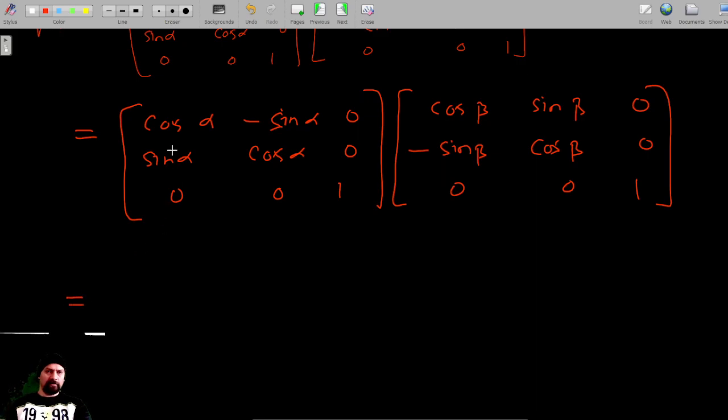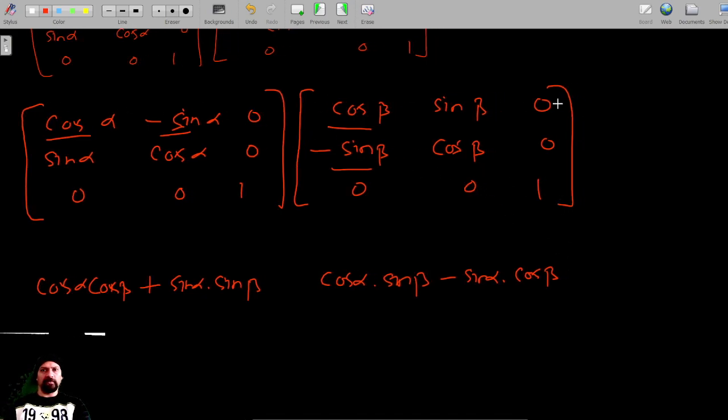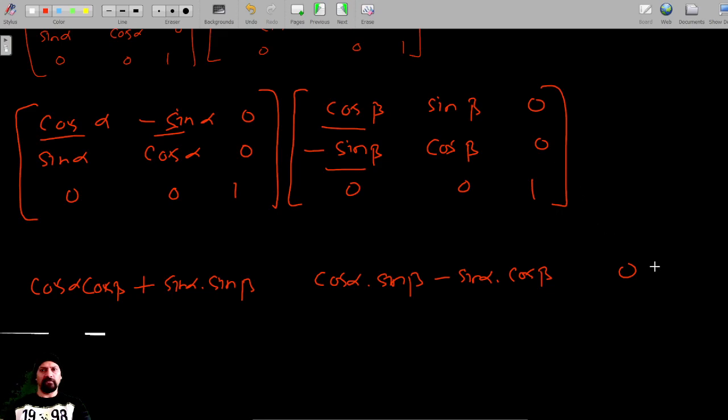Okay, now let's multiply this. So first entry is cos alpha into cos beta, and minus sine alpha into minus sine beta is plus sine alpha into sine beta. 0 into 0 is 0. So next, cos alpha into sine beta, and minus sine alpha into cos beta. And 0 into 0 is 0. So cos alpha into 0 is 0, minus sine alpha into 0 is 0, 0 into 1 is 0.